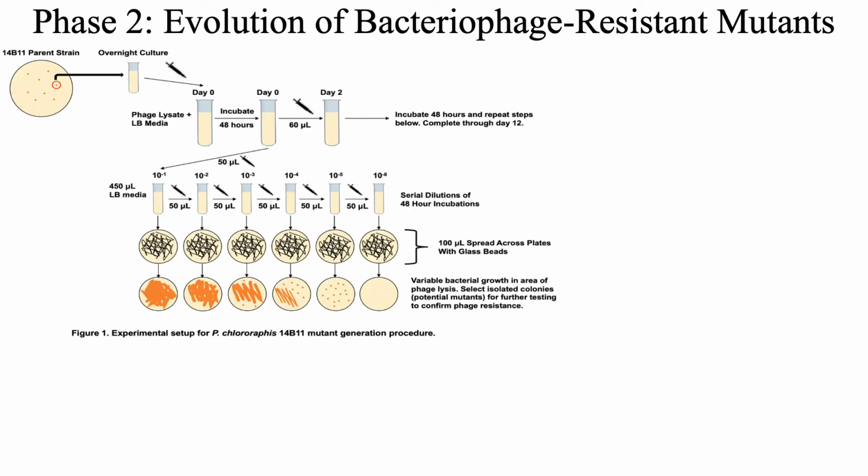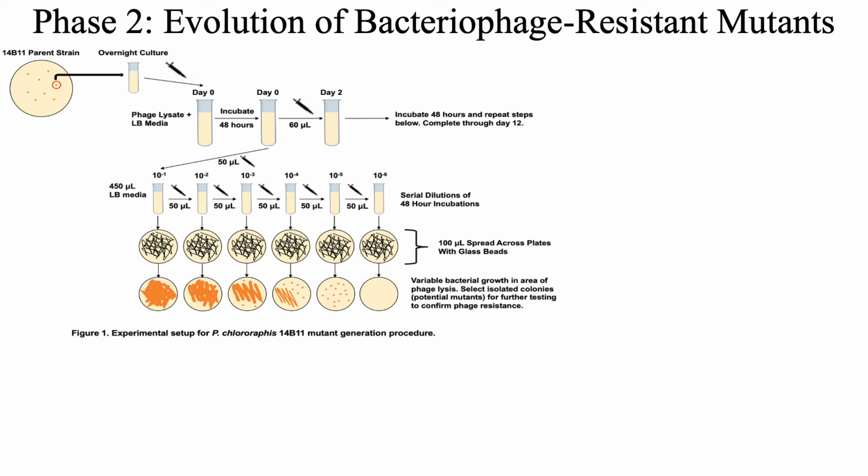Phase 2 involved exposing the 14b11 parent strain to the PC1 bacteriophage in order to create bacteriophage-resistant mutants. An overview of the procedure used can be seen here in this figure. Basically, the 14b11 parent strain was combined with phage lysate, which contains a purified solution of the virus, and allowed to incubate for 48 hours total.